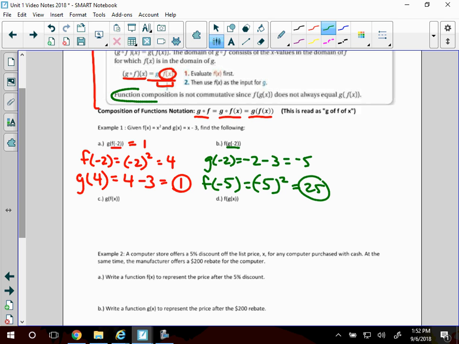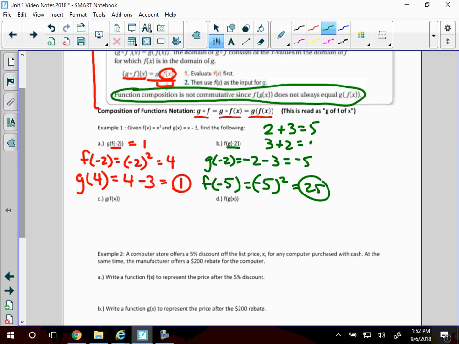That's what this is referring to. It's not commutative. Commutative means the order doesn't matter. So like 2 plus 3 gives me 5, just like 3 plus 2 gives me 5. So addition is commutative because the order doesn't matter. Composition is not commutative because we can see here the order does matter. We get different answers depending on which order we did.